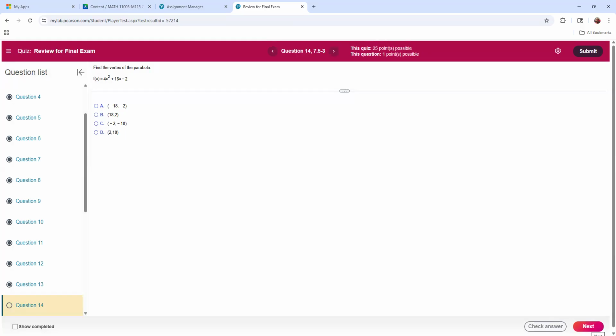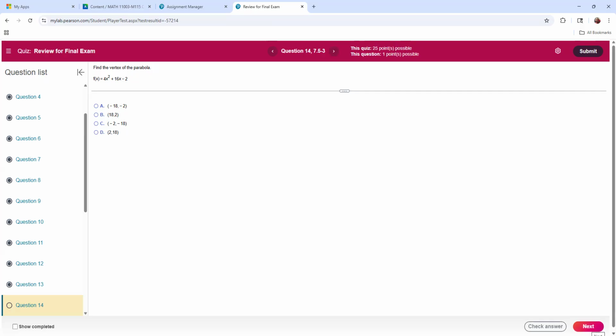All righty, what I got? A vertex problem. Okay, let's see. Let me write that one down. That is f of x equals 4x squared plus 16x minus 2. Now, y'all notice these answers. I'm going to find the x value first. A is -18, B is 18, C is -2, and D is 2.